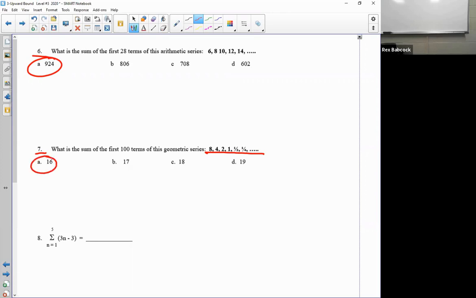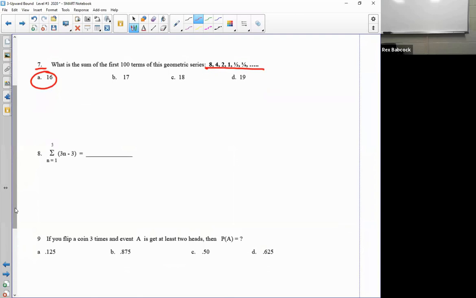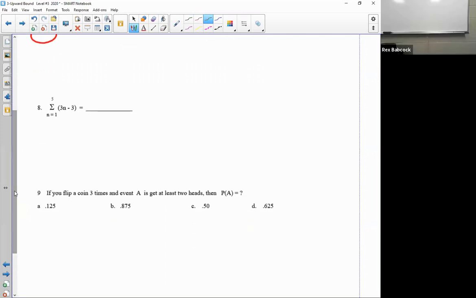Answer's A. Number 8, we did one like that. Does anybody want to see 8 worked out? I wouldn't mind seeing that one more time. Okay, it's from 1 to 5. So we have 5 terms: 1, 2, 3, 4, 5.